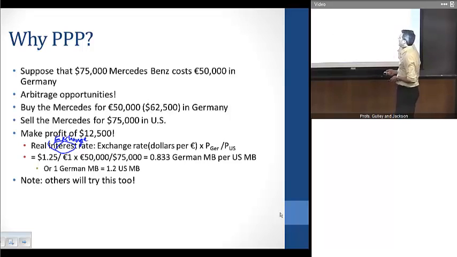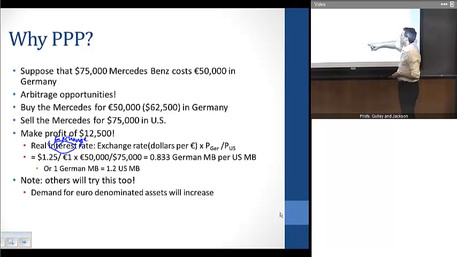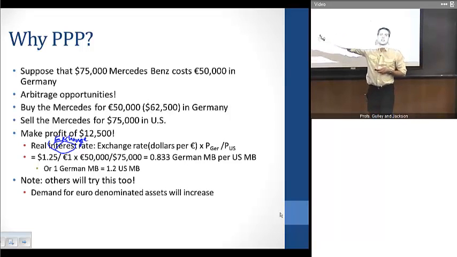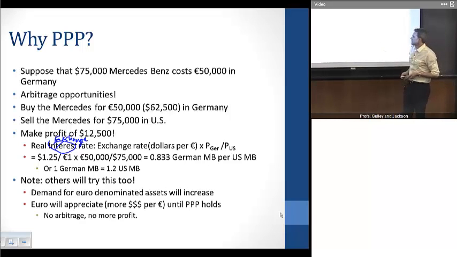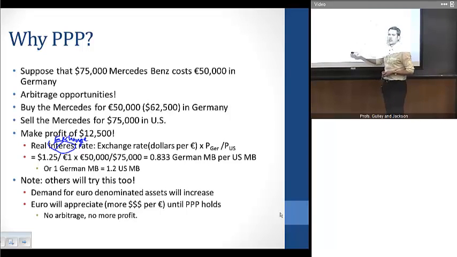And so the punchline is that there's going to be a demand for German and euro-denominated assets here is going to go up, because we can make a lot of money by buying German Mercedes-Benz and importing them into the U.S. And as we'll see here in a minute, that's going to result in an appreciation of the euro relative to the dollar, and that's going to move this exchange rate to the point where, again, purchasing power parity will hold. And so at that point, then, you would expect the real exchange rate to be equal to unity, and there would be no more opportunities for arbitrage.